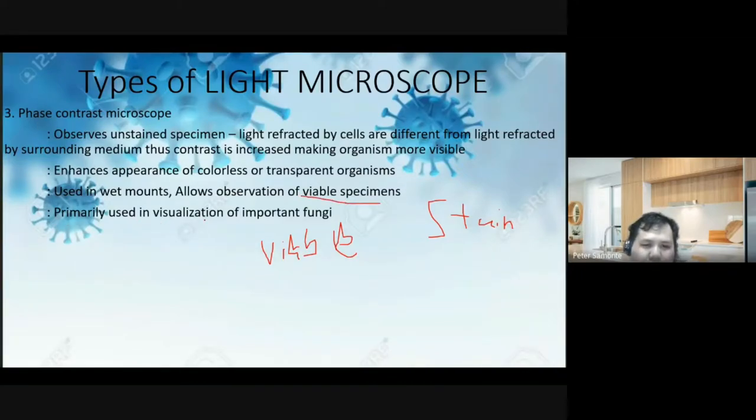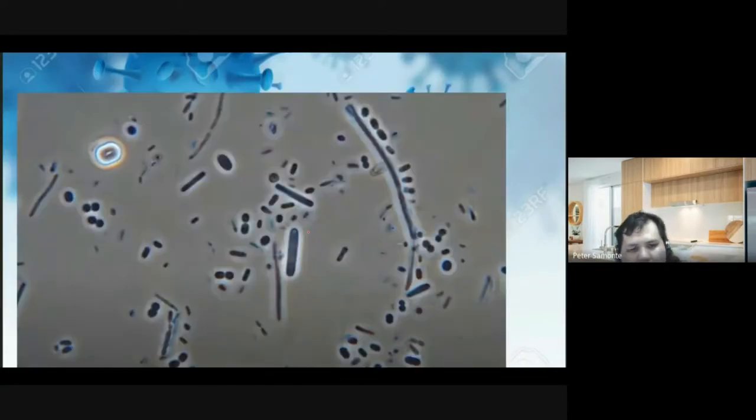Primarily used in visualization of important fungi. So let's take a look. So here's an example, class, of what your phase contrast microscope would look like. Now, if you notice, the background would be dark or more colorless, or the contrast of the light is decreased. And if you notice, the specimen would appear glowing. That would reflect that the light on the background would be reflected towards the specimen or the bacteria, making it more visible.